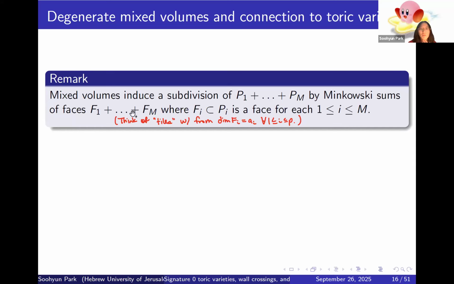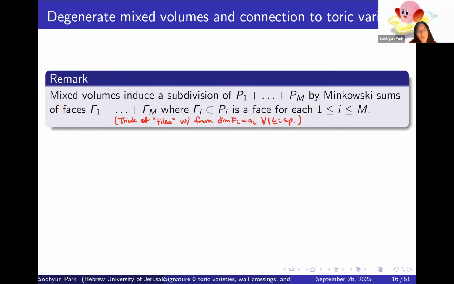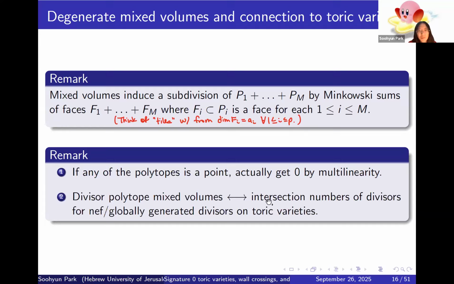Remember how the faces induce a subdivision? You look at the tiles that come from faces of the dimensions a_i. But the formal point of view is also important because if any of the polytopes is a point, you actually get 0 by multilinearity. This is also consistent with the divisor polytope picture, because if something is linearly equivalent to 0, the divisor polytope is a point, and the intersection number should be 0 if one of those things is 0, so that makes sense. And this is just the correspondence that we're making use of for nef/globally generated divisors.